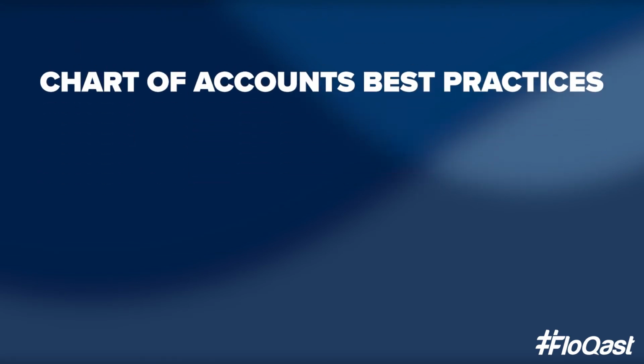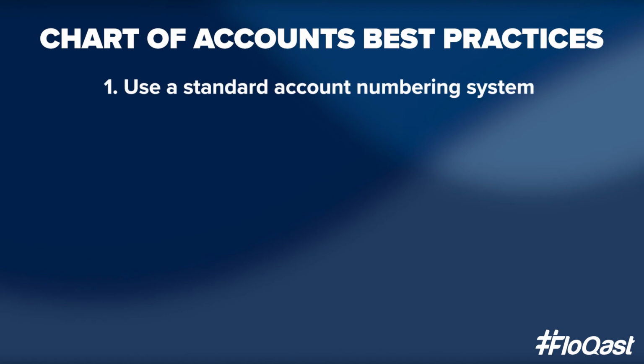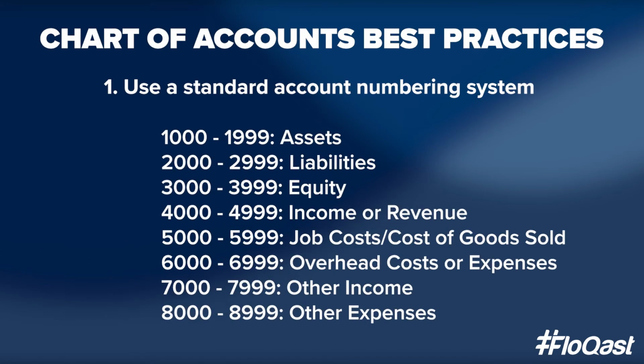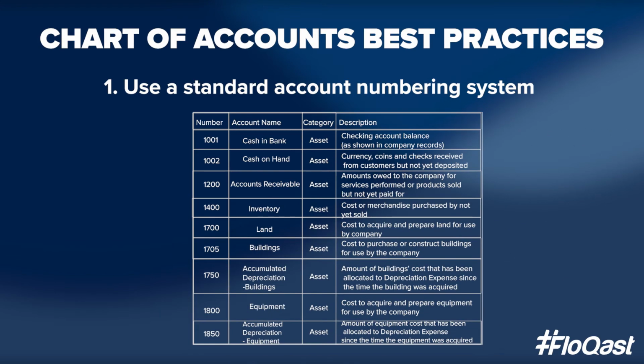These best practices can help. Number 1, use a standard account numbering system. Account numbers aren't always required, but numbering them can help control the order as they appear on your company's financial statements and make them easier to decipher and more actionable. Most companies choose to use this common chart of accounts numbering system. Using this standard numbering system, your business might set up the assets section of the chart of accounts like this.